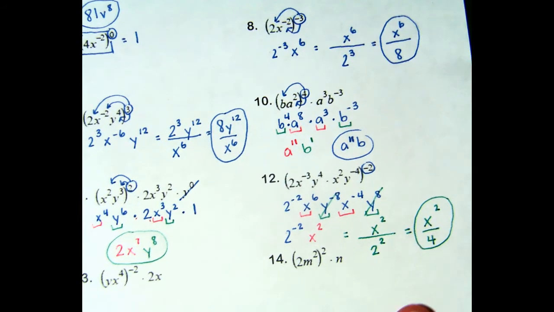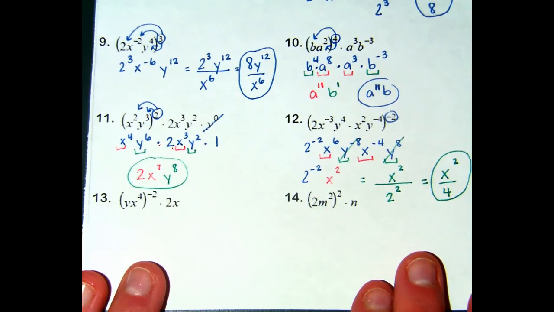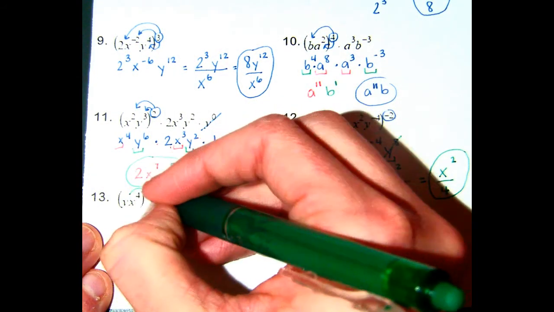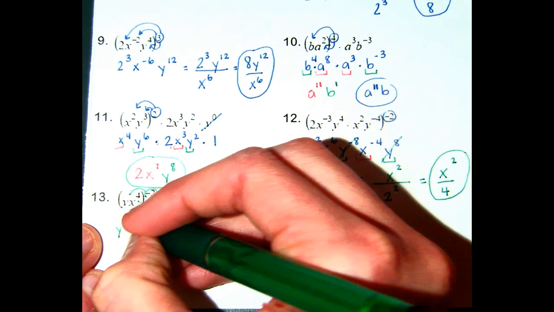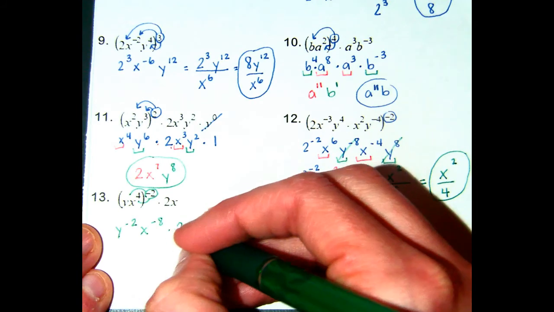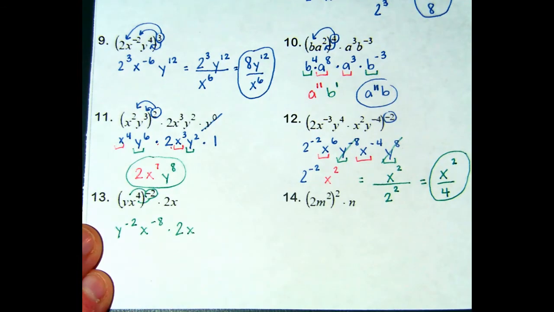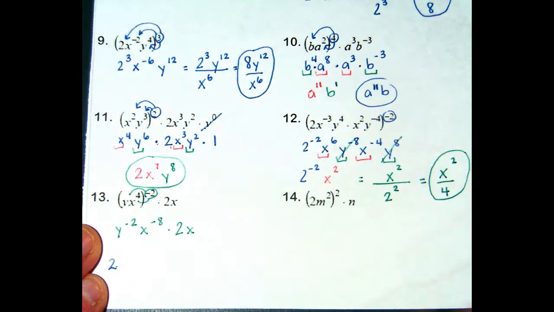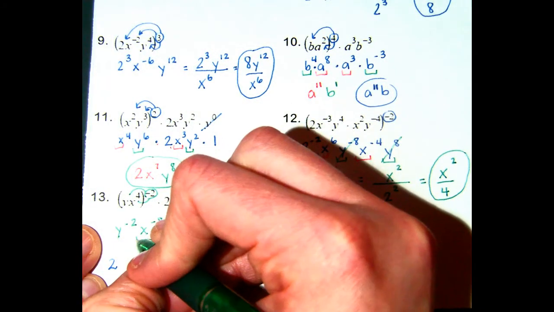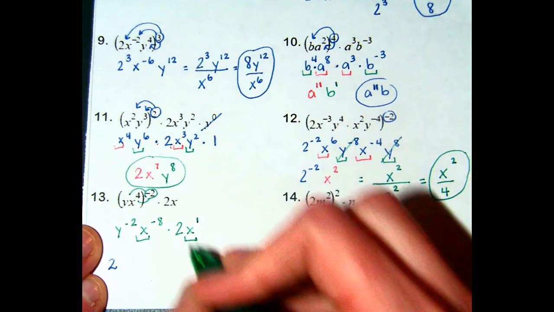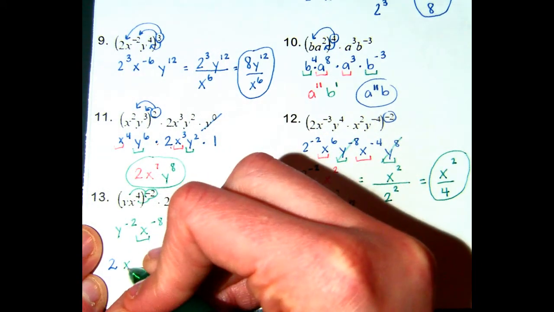Okay. Last two questions. 13. You can distribute that in. Y to the negative 2, x to the negative 8 times 2 times x. Again, I've got my number, so just plain 2 here. Then I have an x base, sorry, not coefficient. Remember, there is an understood 1 there. Negative 8 plus 1 is x to the negative 7.